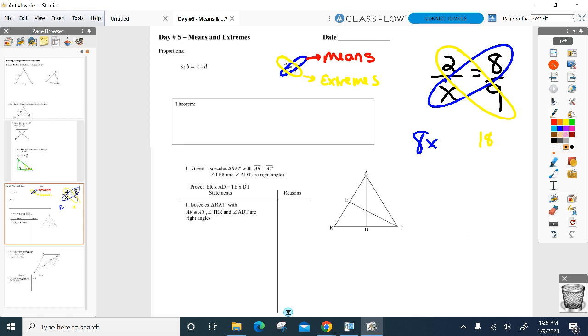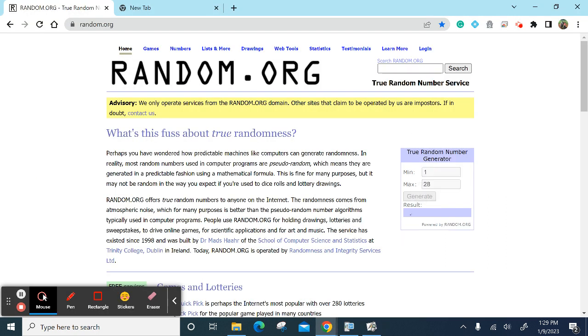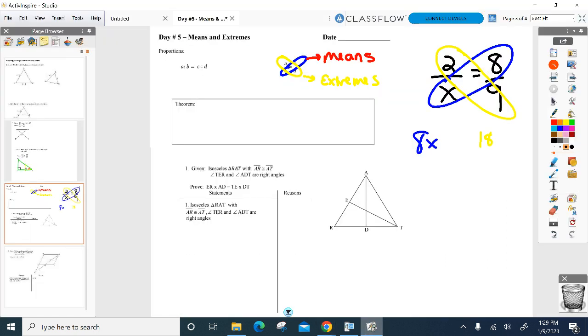And what do I need to do with the 8x and the 18? I'm not done solving this yet. What do I need to do with the 8x and the 18? Because I just have them separated there. What do I have to do with these two? No, even before. Set them equal. Right? I set them equal. And when I multiply the means, what's the answer when you multiply called again?